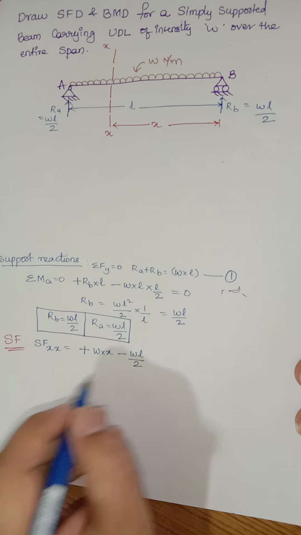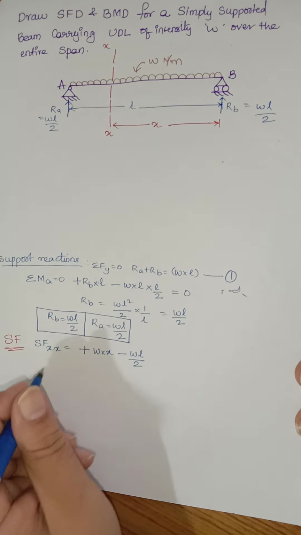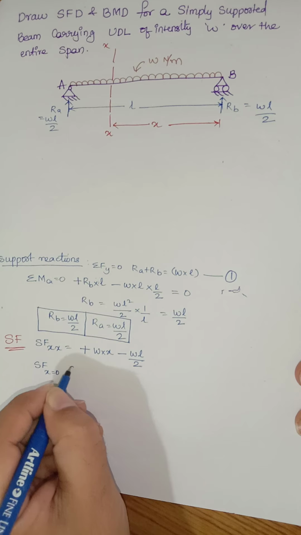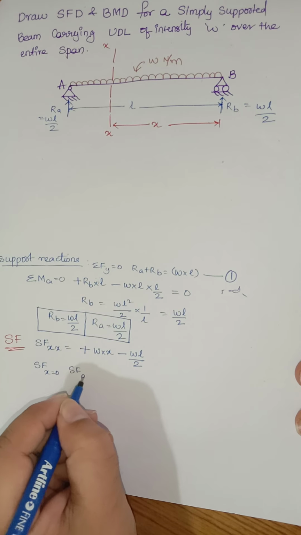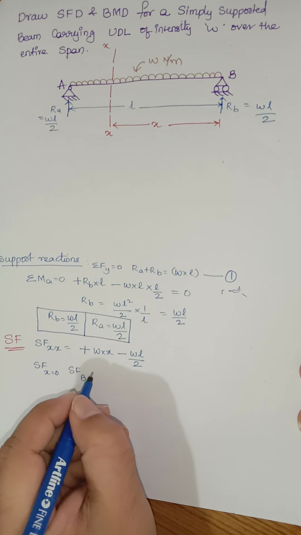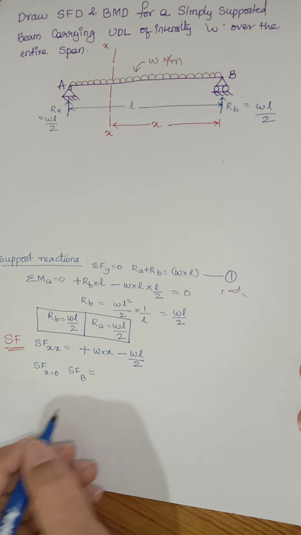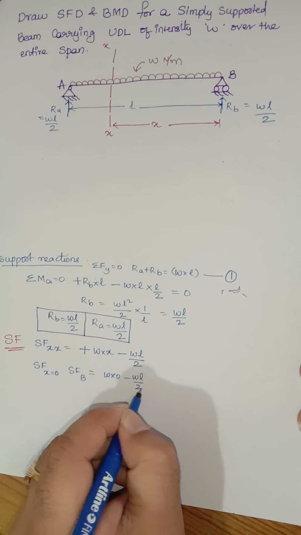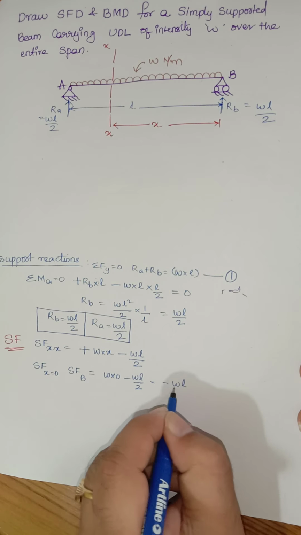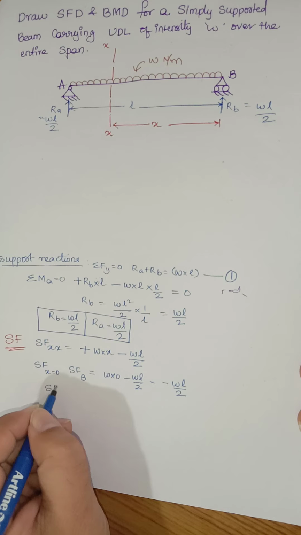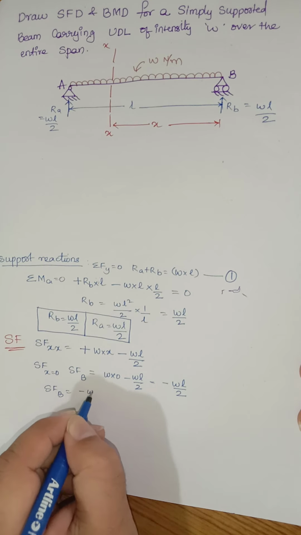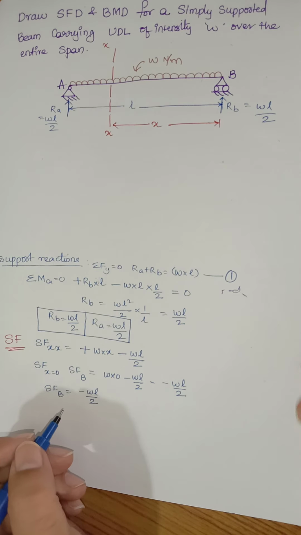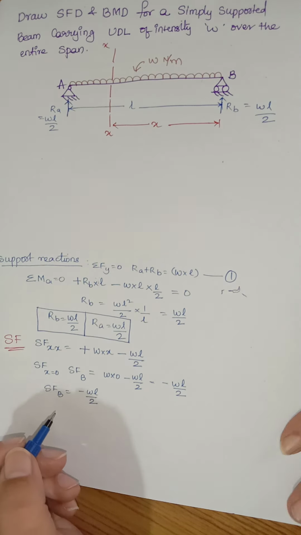Now calculating the shear force here, shear force at x is equal to 0. That means shear force at point B will be equal to W multiplied by 0 minus WL divided by 2. So that is minus WL divided by 2. So shear force at point B is equal to minus WL divided by 2. This is negative. Why negative? Because it is acting in the upward direction. So right side upward should be taken as negative.